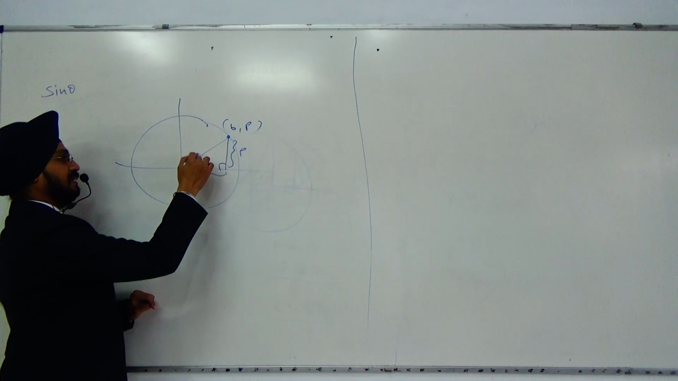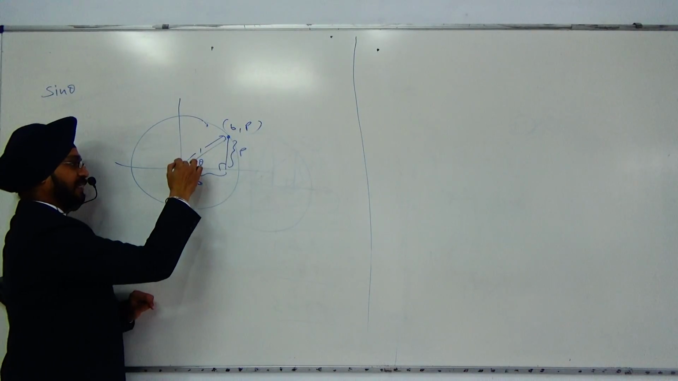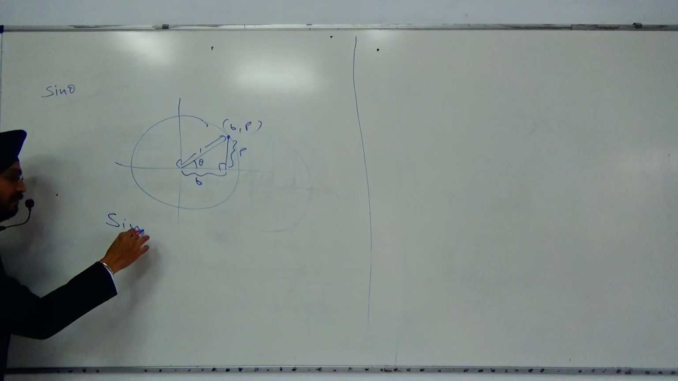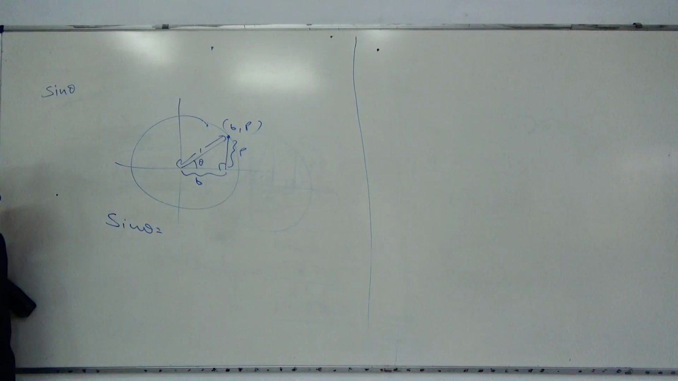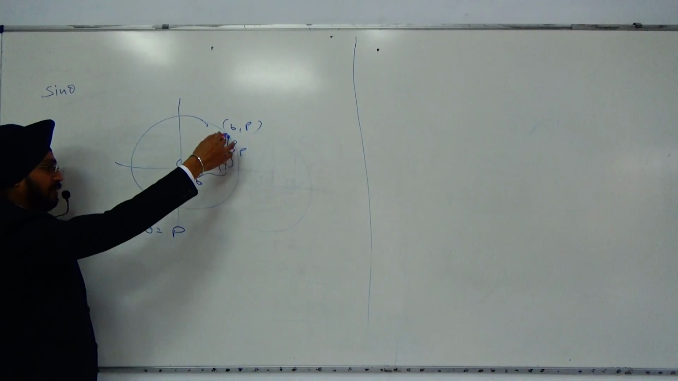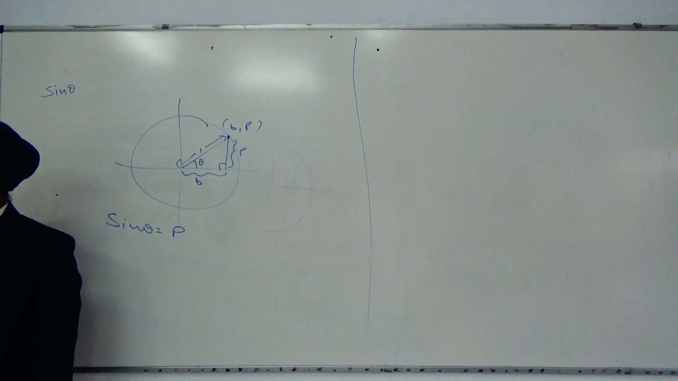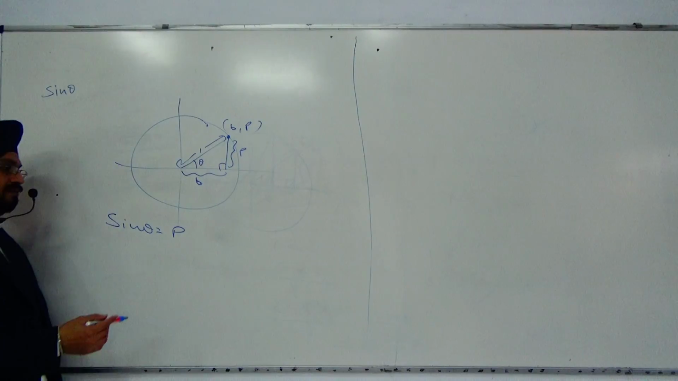Now what is the radius? The radius was 1. Is it clear? Do you remember that? Now, what is the value of sin theta? Perpendicular upon hypotenuse, P upon hypotenuse. Now, hypotenuse is 1, so sin theta is P. Is it clear?